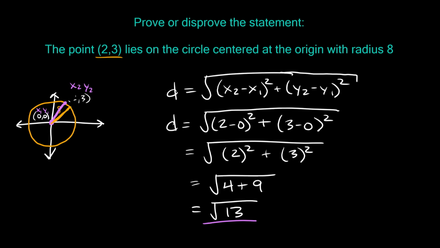That means this point (2, 3) doesn't actually lie on the circle. It lies a lot closer to the center, probably somewhere around here. So here we have disproved this statement: the point (2, 3) does not lie on this circle that has a radius of 8.